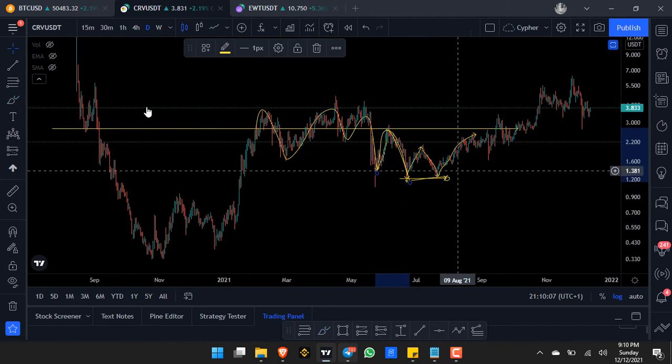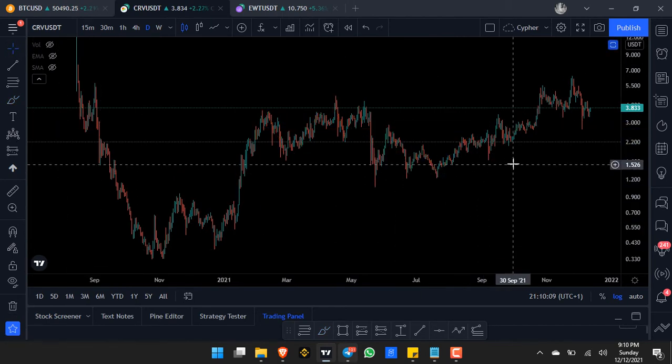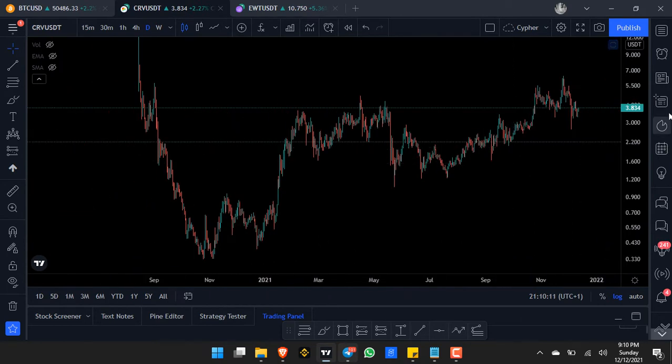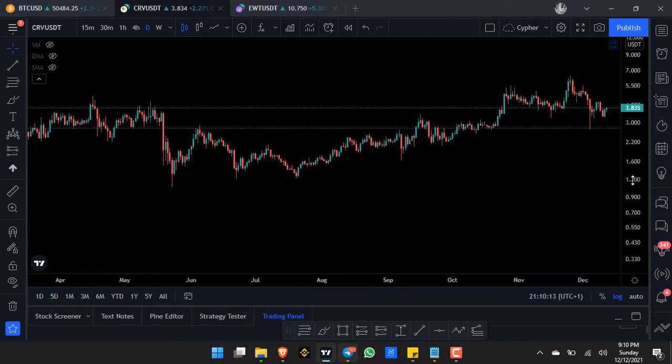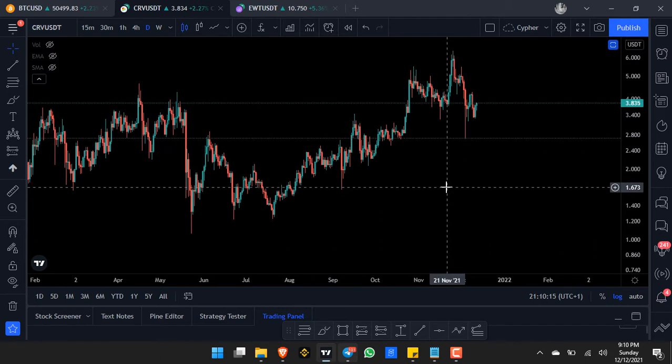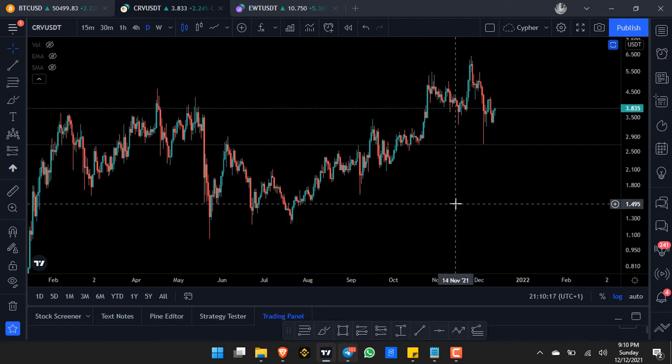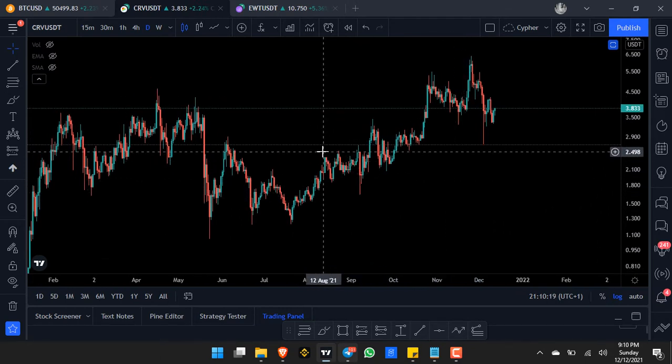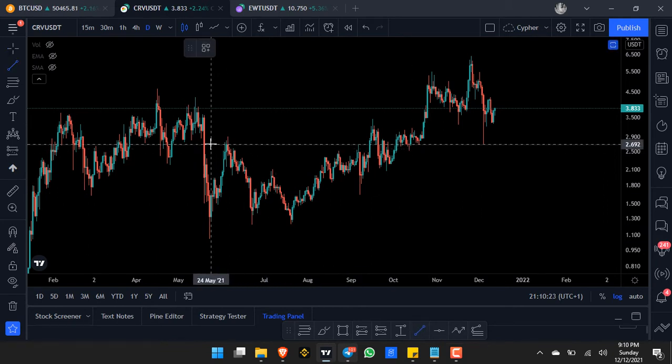Now when price action successfully breaks above a resistance level, it will flip it to support. By flipping it to support, I mean convert it to support. Now let me show you what I mean. Let me just do this example.